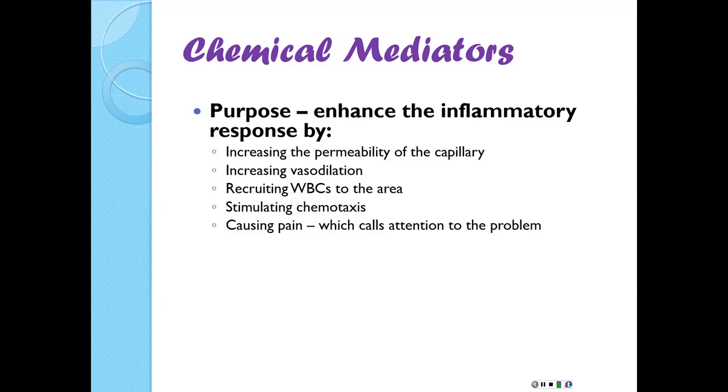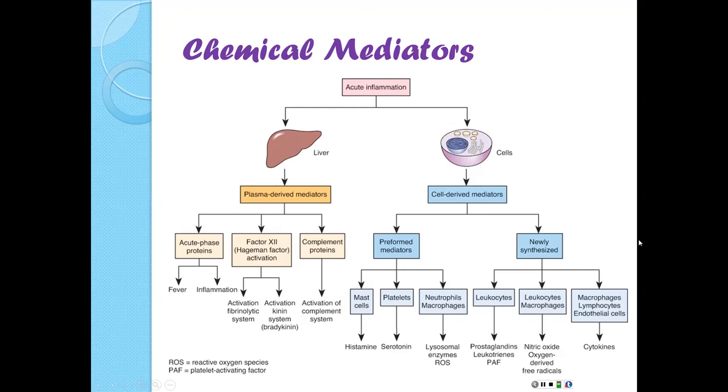Increase the permeability of the capillary so that those white blood cells can move out, just as I showed you there. Helps with the vasodilation process. Has a chemotaxis effect. Chemicals pull white blood cells to the area, stimulate that process for phagocytosis to take place. They cause pain, which calls attention to the problem. So this is a picture from your book. Again, it gets a little bit overwhelming, but I have this picture here for the sole purpose to say that there are two different categories of chemical mediators.